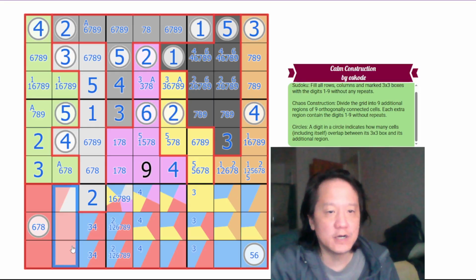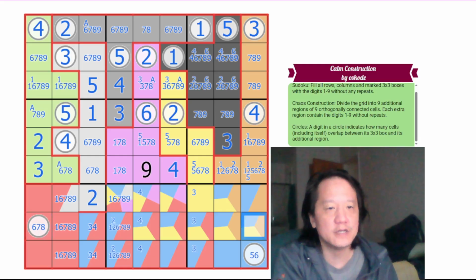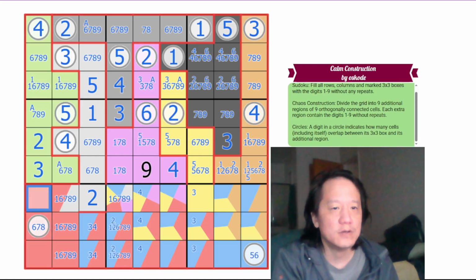Remaining digits in column 2, we have 1, 6, 7, 8, 9. Remaining digits in column 1, we have 1, 5, 6, 7, 8, 9. 5 has to be one of these two.